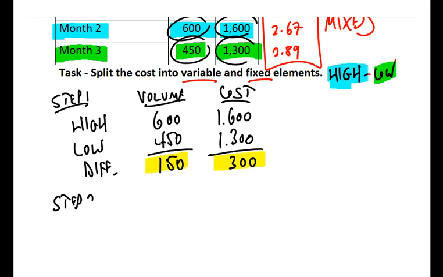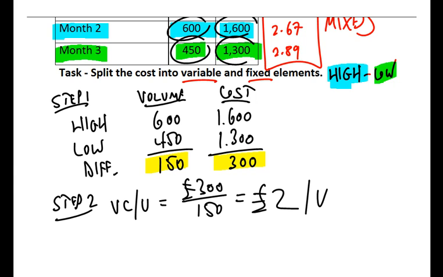And this allows us to do the second step, which is to work out what the variable cost per unit is. Well, if 150 units led to an increase of cost of £300, you can see each unit is costing you more than £1. So if you divide the difference in cost over the difference in the volume, and make sure you do it that way around, so it's the difference in cost over the difference in volume, that'll tell you what the cost of each individual unit is. And £300 over 150 units is £2 per unit as the variable cost.